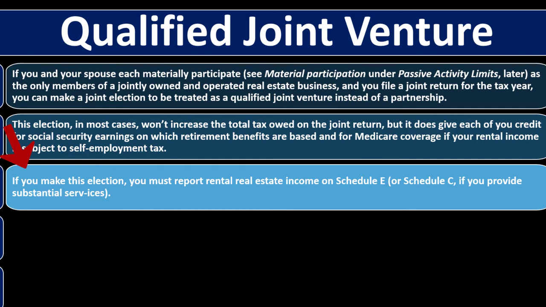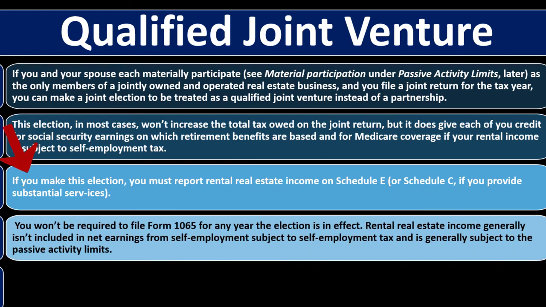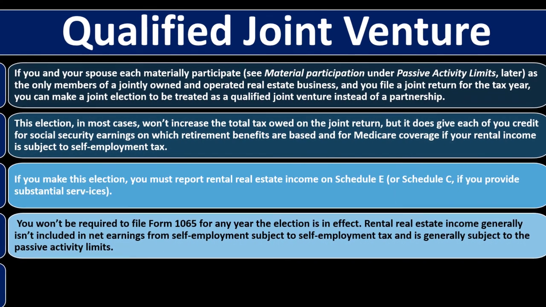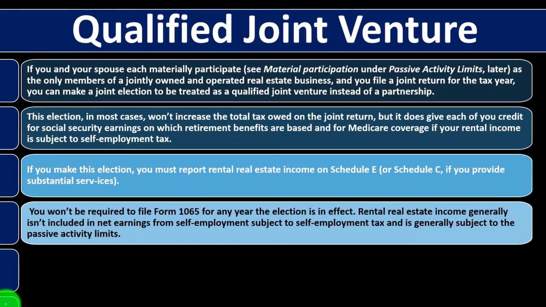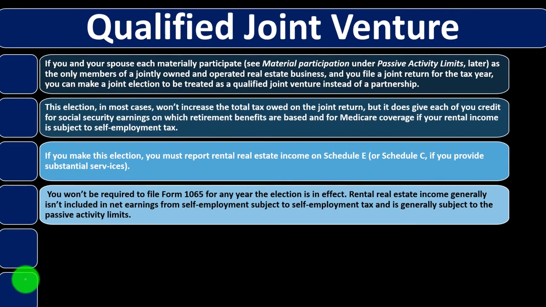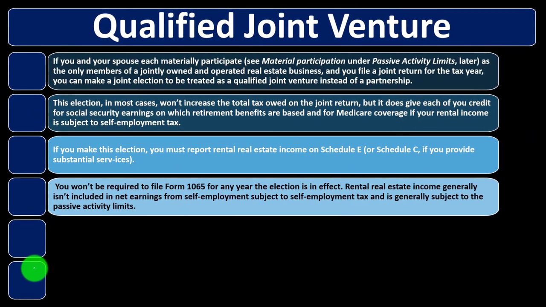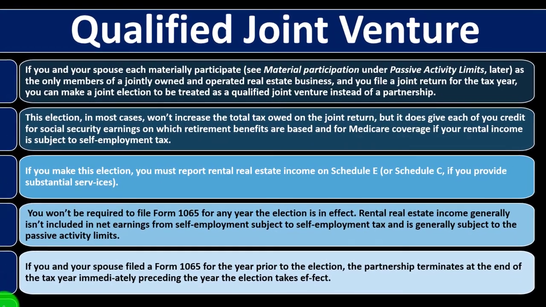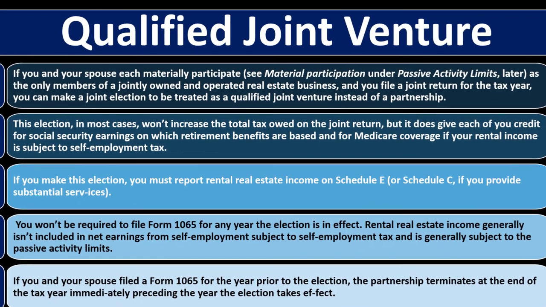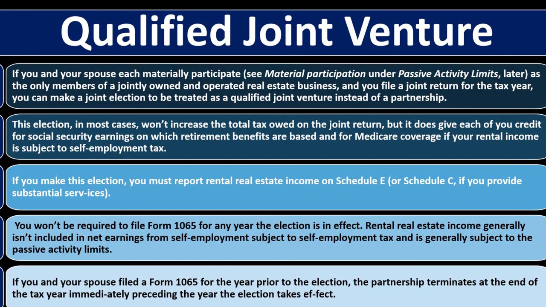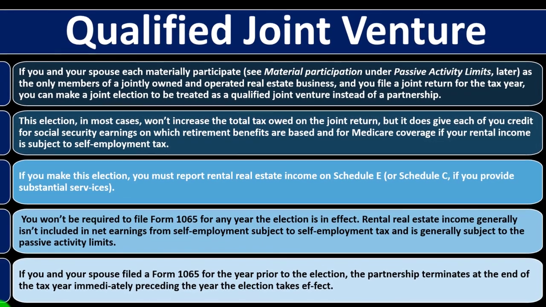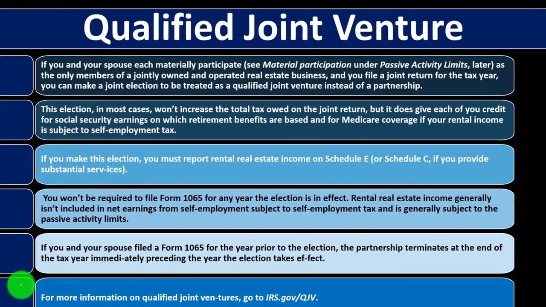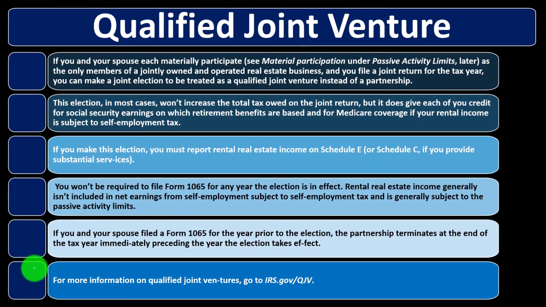So if you make this election, you must report rental real estate income on Schedule E, or Schedule C if you provide substantial services. You won't be required to file Form 1065, the partnership return, for any year the election is in effect. Rental real estate income generally isn't included in net earnings from self-employment subject to self-employment tax, and is generally subject to the passive activity limits. If you and your spouse filed a Form 1065 for the year prior to the election, the partnership terminates at the end of the tax year immediately preceding the year the election takes effect. For more information on qualified joint ventures, you can go to the irs.gov website, qualified joint ventures, QJV.